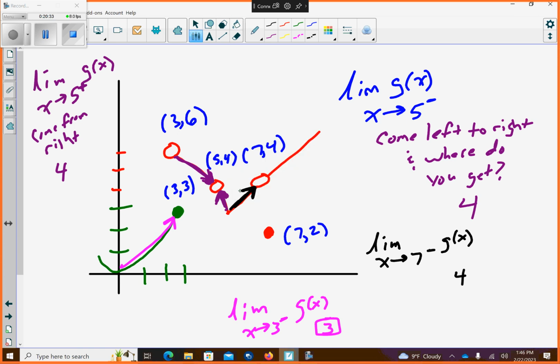All right. So let's do the limit as x approaches 7 on the positive side of g at x. So 7, I'm coming this way. Where is this arrow pointing to? 4. Okay.